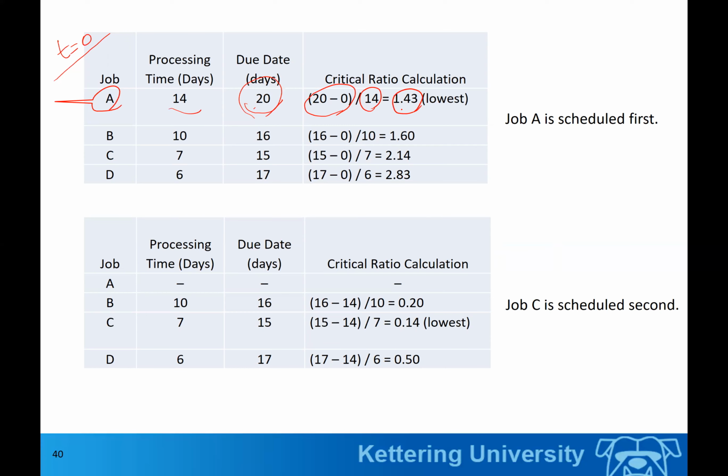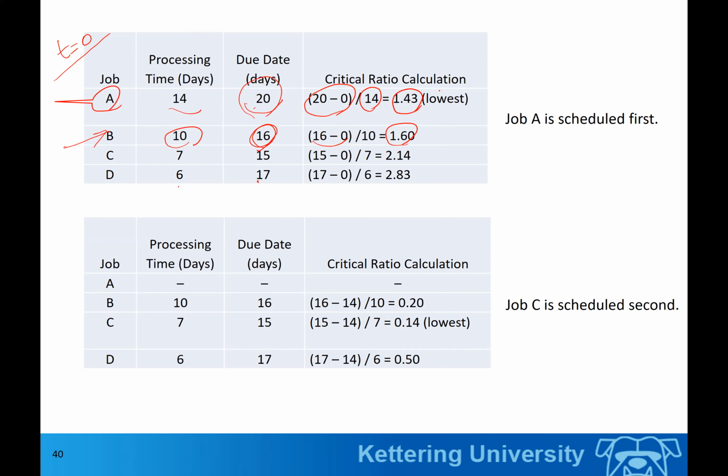You will follow the same concept for the rest of the jobs and calculate a ratio of total available time divided by required time. So again, for job B, I'm at time 0. I have 16 days till then. And because I have not selected job A or anything, I'm at time 0. I want to calculate this ratio for all the jobs. Total available time is 16. 16 minus 0 is 16 divided by total required time, which is 10. So the critical ratio for job B is 1.60. The same thing for job C, the same thing for job D, which is 17 minus 0 divided by 6.